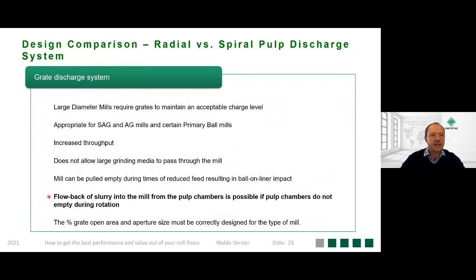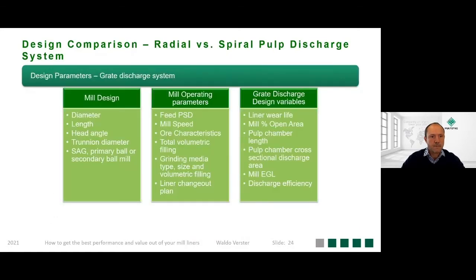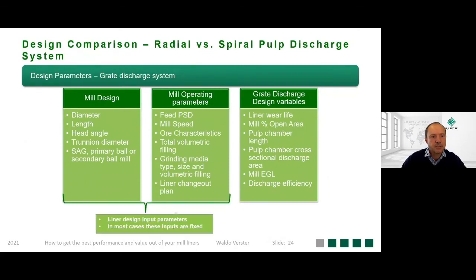Flow back and even carry over in your pulp system, and this is due to flow inefficiencies, problems with the geometric design of the pulp lifter. Lastly, not a disadvantage, but just a characteristic, the percentage grate open area needs to be sized for the application and the type of mill. During case study 1, we discussed the input variables in the mill liner design, so we're not going through this again, but let's take a look at the grate discharge design variables.